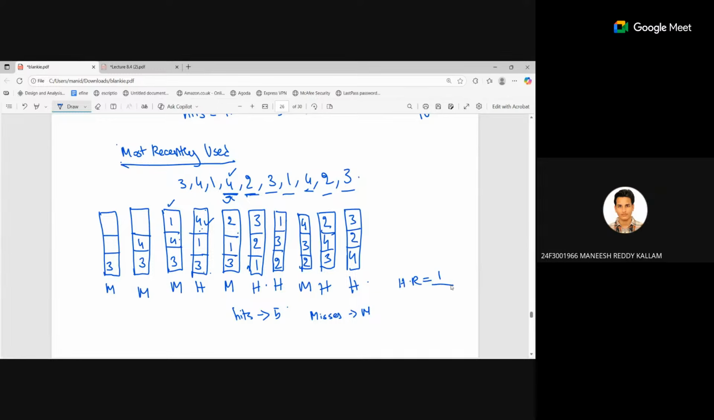Ma'am, a small doubt over here. When we are removing the most recently used one, it is a loss only, right? In my case, I have maintained that the top block in the slot contains the most recently used block, so that it is easier for me to understand. So whenever I need to replace, I'll replace just the top block.